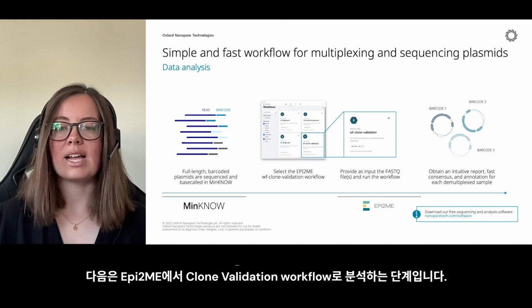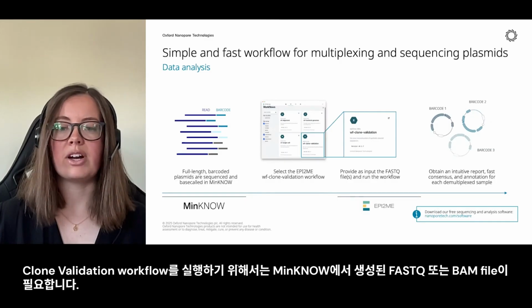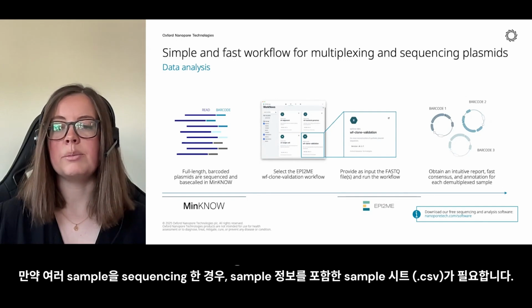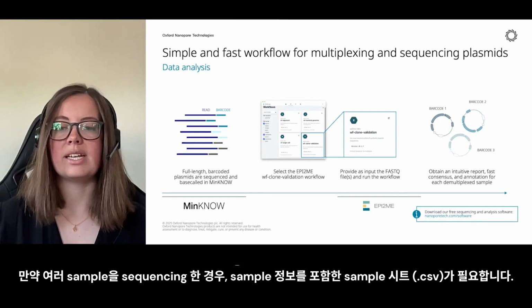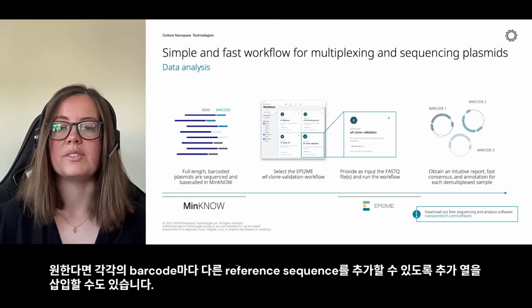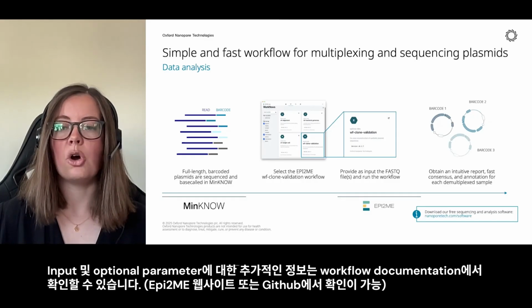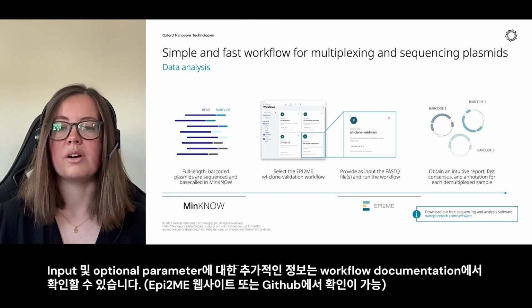Next up is analysis with the EPI2ME clone validation workflow. To run the workflow, you will need to provide your FASTQ or BAM files generated by MinKNOW. If you are sequencing multiple samples, then a sample sheet containing sample details is required. If desired, you can add extra columns, allowing you to add different reference sequences per barcode. Additional information about the inputs and optional parameters can be found in the workflow documentation.